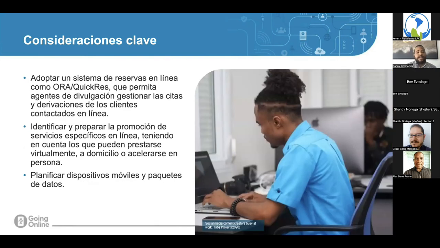iFlex has taught us that by adopting Aura, it enables outreach staff to manage appointments and referrals for clients reached online. It's also important to identify and prepare for promotion of specific services that can be offered online, considering those that can be delivered virtually, in-home, or expedited in person.